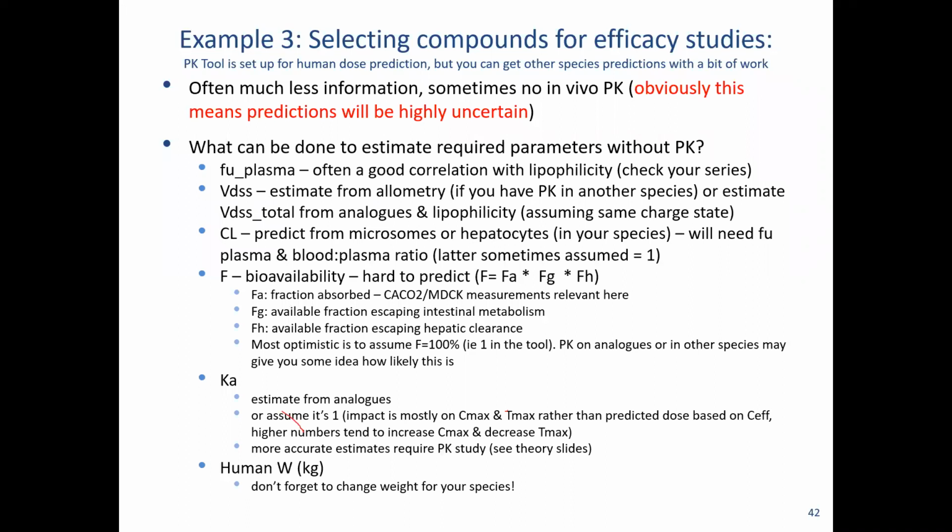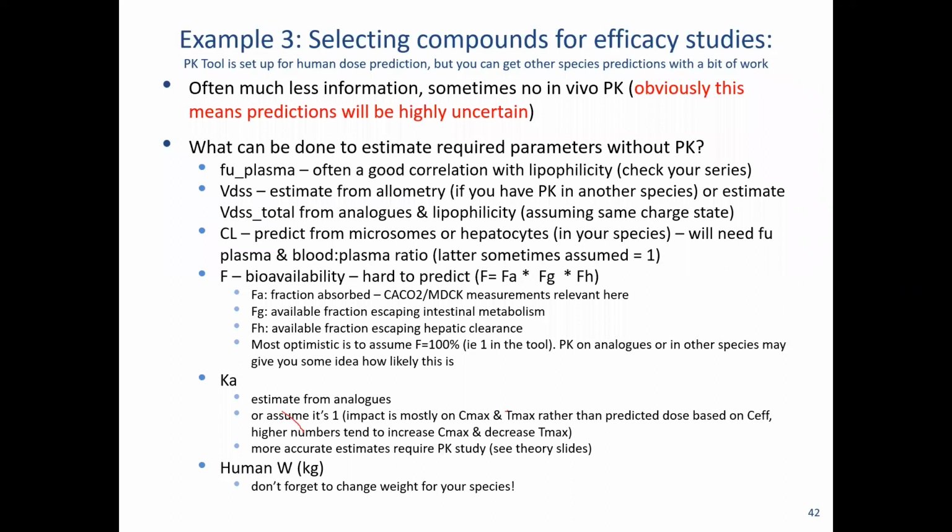Volume, obviously you can estimate that from allometry if you do have PK in another species. There is that equation that I mentioned earlier, which there's one equation for neutrals and bases and another equation for acids. And that's a QSAR equation relating lipophilicity to volume. Clearance, obviously we're going to get that from microsomes or hepatocytes. And we'll also need the free plasma concentration and the blood plasma ratio. Sometimes people assume the latter is one. Of course, these are all dangerous assumptions in some cases, but that's nevertheless sometimes done. Helps if you've already done it for other members of the series, of course.